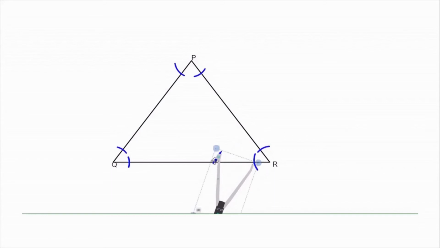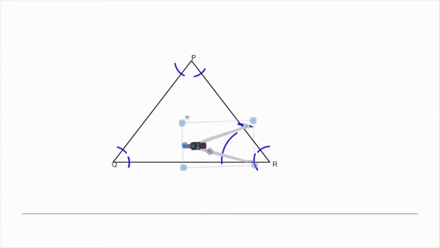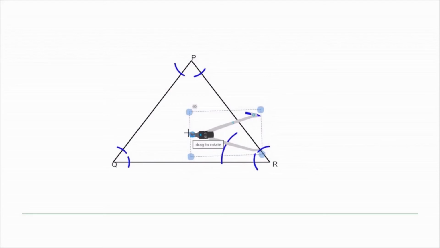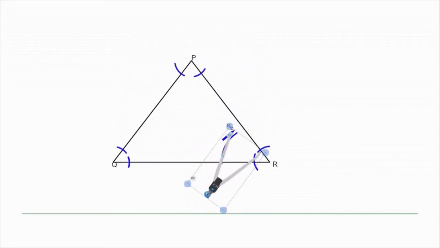Then again you have to draw an arc. Take the compass to the other side. Other side means the other side of the triangle, and rotate it in such a way that you get an intersection of arcs. The compass should be kept at the point of intersection of the arc with the other side. Okay. If you make the compass a little more expanded, you will get it a little more clear.